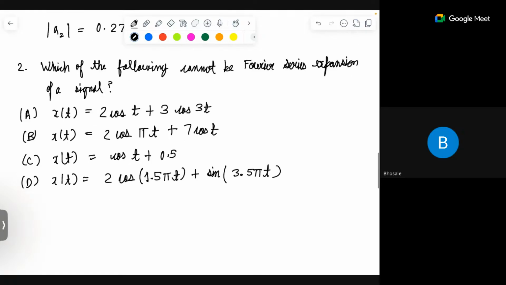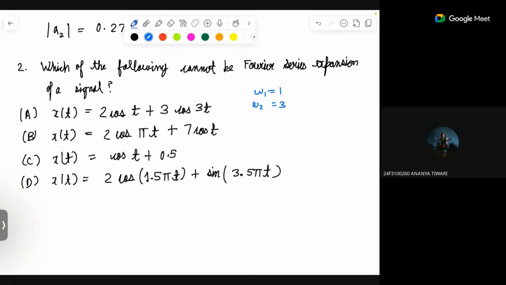So let us look at this question. Like I said, the question of which cannot be a Fourier series expansion boils down to in which of these four options the signal is not periodic. So for periodicity, the ratio of time periods should be integer, or we can say the same for frequency also. So for option 1, I'm writing here only, okay? So for this, omega 1 is 1, omega 2 is 3. Ratio will be integer. Can you see that? Yes, ma'am. So for the first option, the ratio is rational.